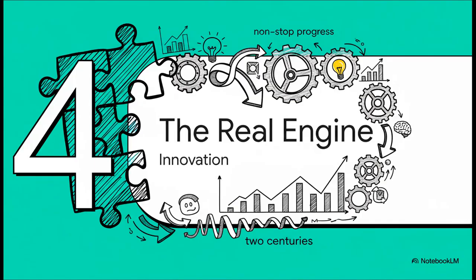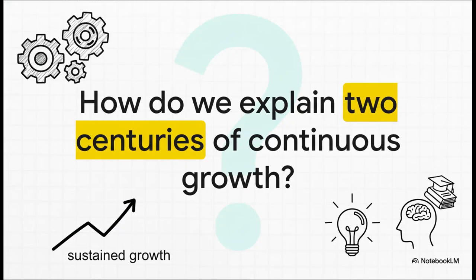Okay, so this leaves us with a massive puzzle. If the model says that growth based on just piling up capital eventually fizzles out, how on earth do we explain the last 200 years of non-stop progress? And this, right here, is the absolute genius of Solow's model. The fact that it fails to explain the sustained growth is what makes it so brilliant. It proves, beyond a doubt, that capital alone can't be the whole story. It forces us to look for the real engine of prosperity.